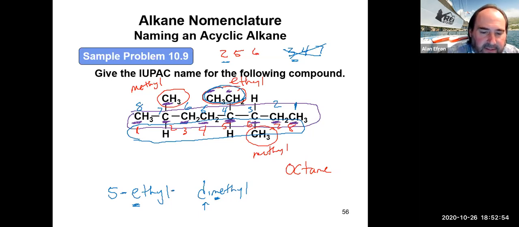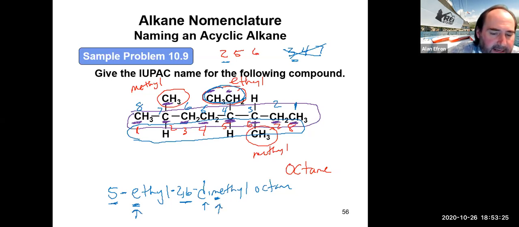And we also then have 2 numbers, and that was 2 and 5, I believe. 2 and 6, I'm sorry. 2 and 6. Dimethyl octane, putting all that together. So 5-ethyl-2,6-dimethyl octane. Again here, alphabetical, regardless of prefix, regardless of number. It goes alphabetical, E before M. And again, dashes between numbers and letters, and commas between 2 numbers. Any questions on that?